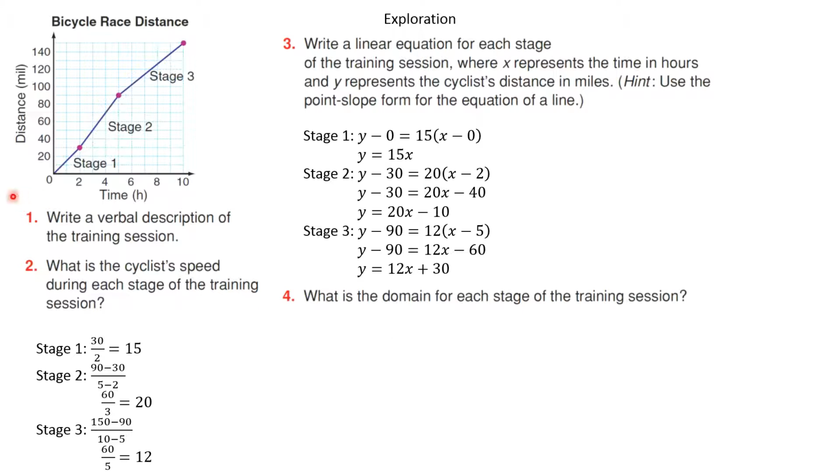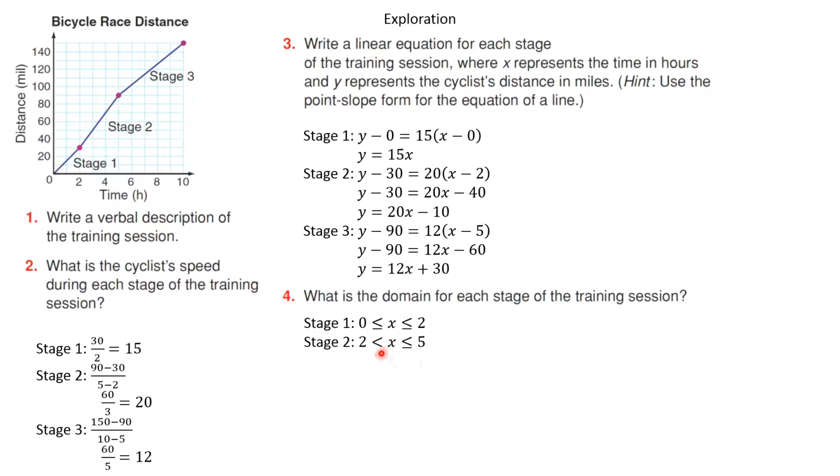What's the domain? The domain's the x-axis. So the first stage, we're just from 0 to 2. So 0 is less than or equal to x is less than or equal to 2. Second stage is from 2 to 5. So 2 is less than x is less than or equal to 5.